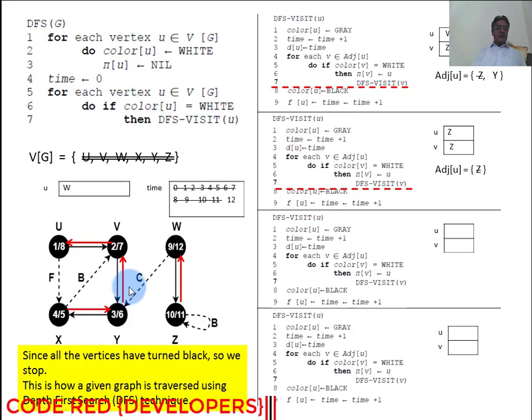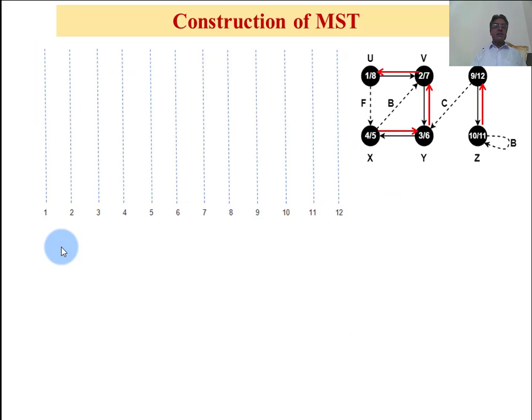Now what we have to do is construct the MST from this graph, which has the parent-child relationship and also has the discovery and the final time of each node. So we construct the MST. Construction of MST. This was the graph which has been processed by the depth first search algorithm.